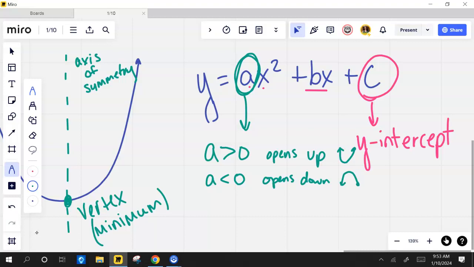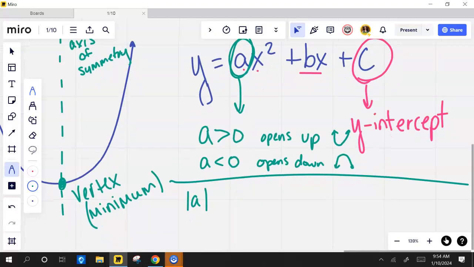The other thing that it tells me is it tells me about the width of the parabola. Okay? So if the absolute value of a, I'm going to start with 1. If the absolute value of a is 1, that's what we call an average parabola. And we'll talk about some parent graphs and that kind of stuff soon. But that's just a normal average width, okay?